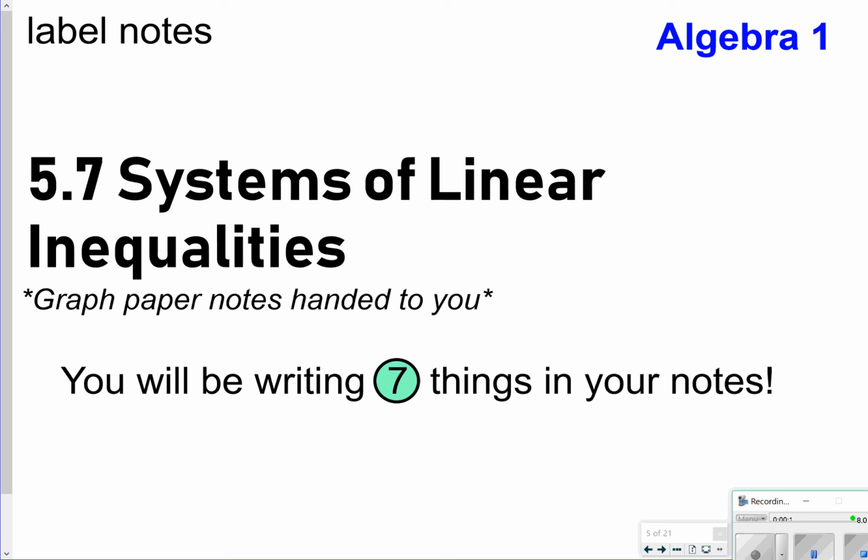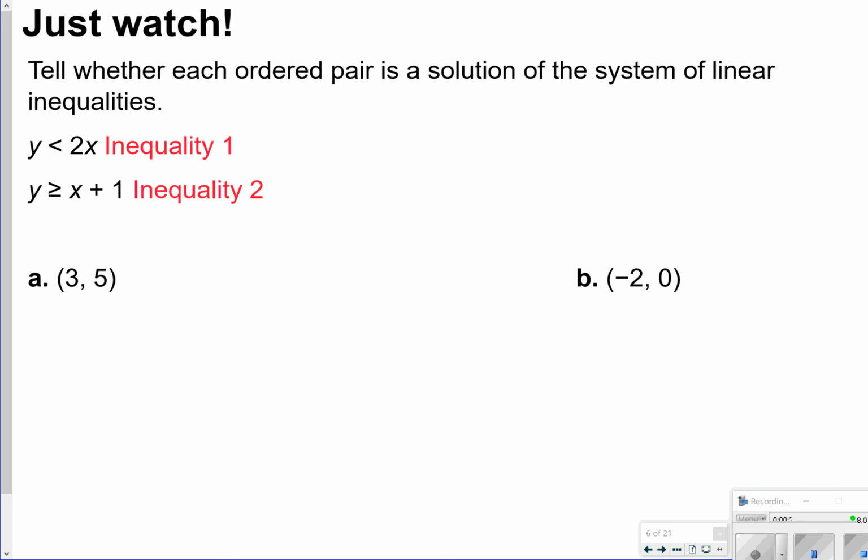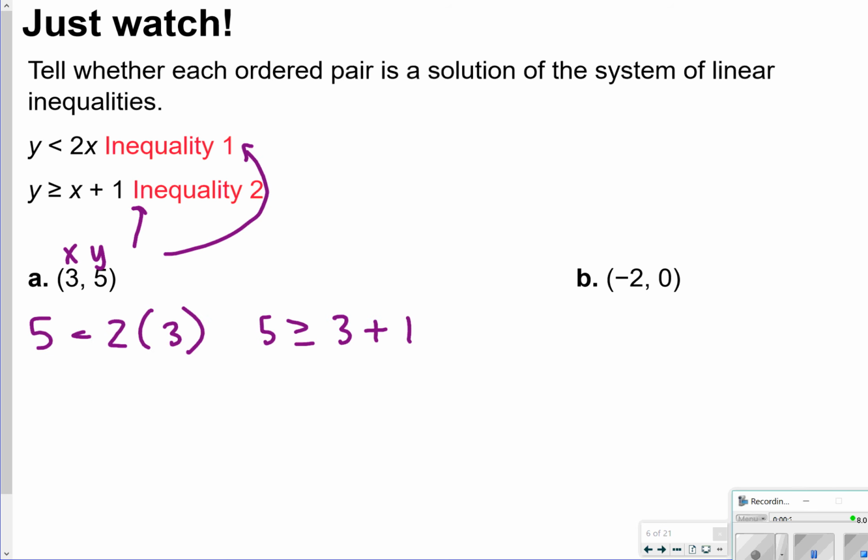So first thing we're going to write down is tell whether each ordered pair is a solution of the system of linear inequalities. Essentially, we're just going to be plugging in both the x and the y values to both inequalities to see if there's a system. This is what that looks like. So here's what I've done: I've plugged in both my x and y values into inequality 1 and inequality 2. And then I'm just going to determine if it makes a solution for both sets.